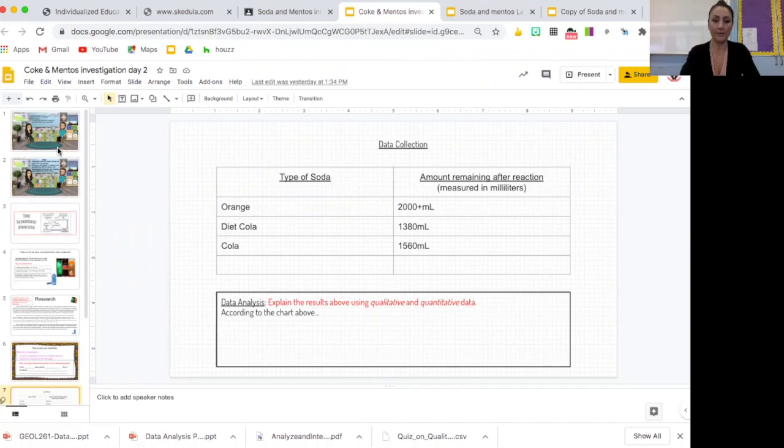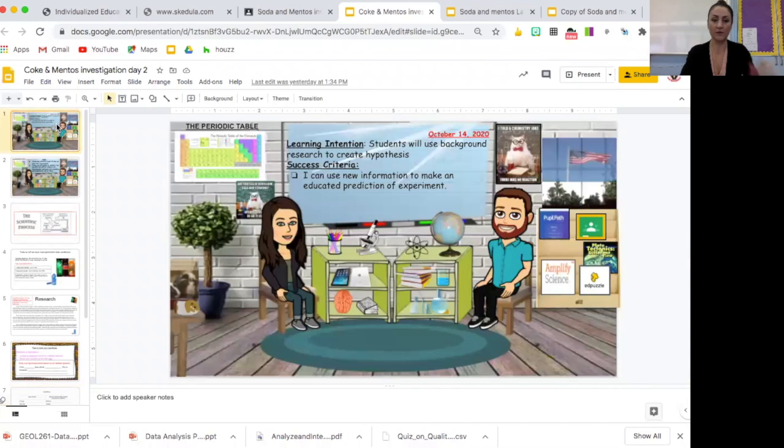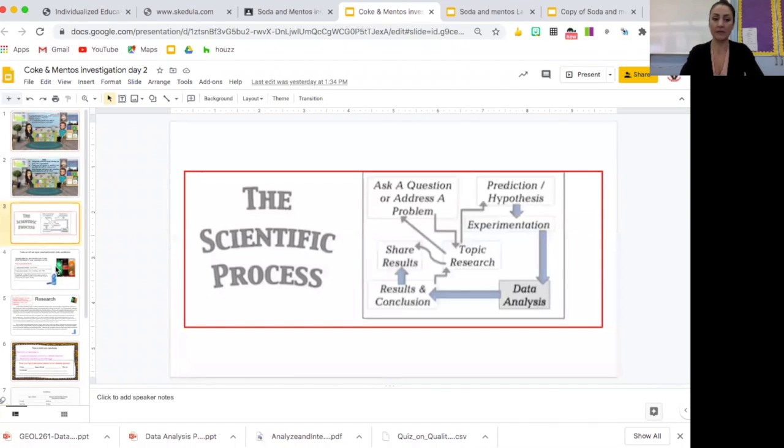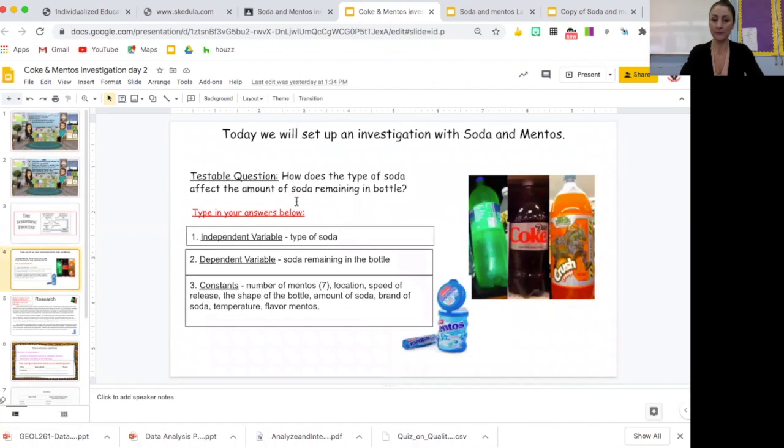Okay. So if we are going to start from the beginning, this is the lesson from yesterday, and you should have completed slide 4, either in school or at home. We gave you the testable question, and then you were identifying the variables. So these are some of the variables we identified.